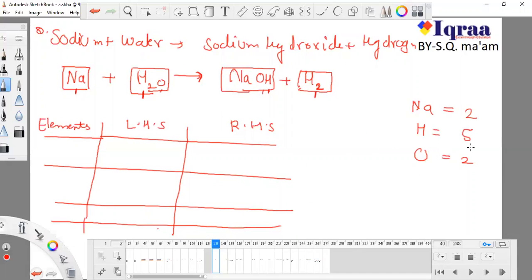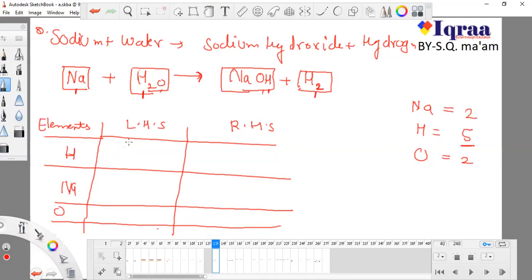So the element with the highest number of atoms. I'm not talking about the atomic number; atomic number is something different. I'm talking about the highest number of atoms. So here hydrogen has the highest atoms. That's why I will pick hydrogen first, so I'm writing hydrogen. After that you can pick whatever you want. There is no rule, so you can take sodium or you can take oxygen.